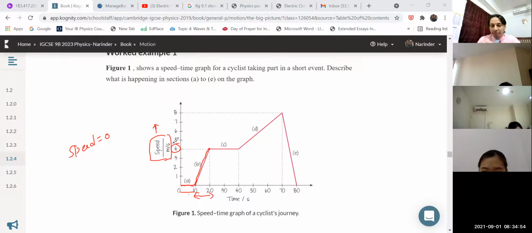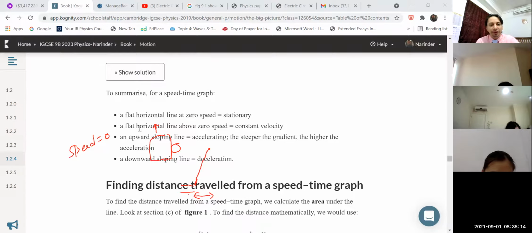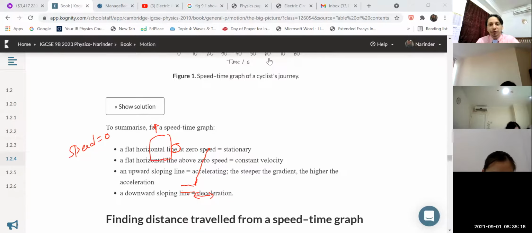Now, children, be attentive here. Can you find that the speed is 4 meters per second at the end of 20 seconds? I don't want to discuss the mathematical part initially, but let me go down here, children. A flat horizontal line, 0 speed, means stationary. That point I have discussed with the children. What about the second line? A flat horizontal line. Okay, now point number 3.